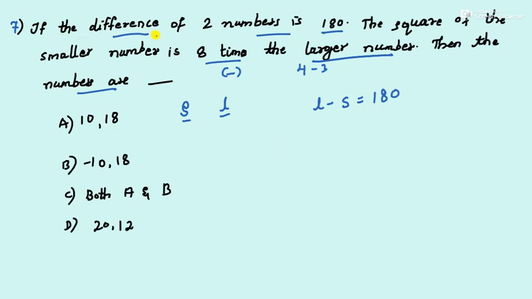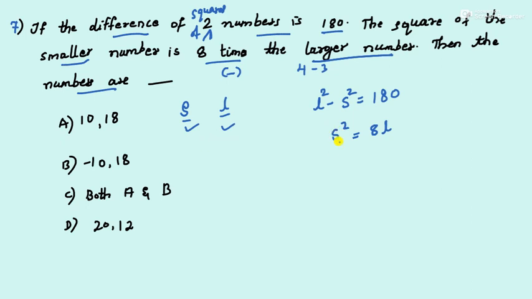Oh sorry, there is a mistake in the question. If the difference of squares of, sorry, here you have to write squares of two numbers, this is the right question. Okay, if the difference of the squares of two numbers is 180. Okay, now see, so l square minus s square is equal to 180. The square of the smaller number, s square, is 8 times the larger number, 8 times l. Find the numbers, means what is s and what is l.